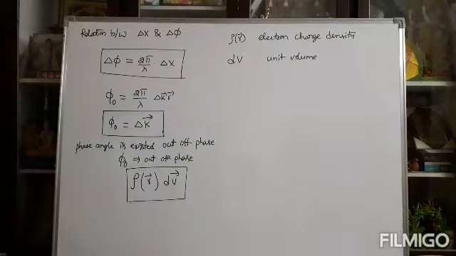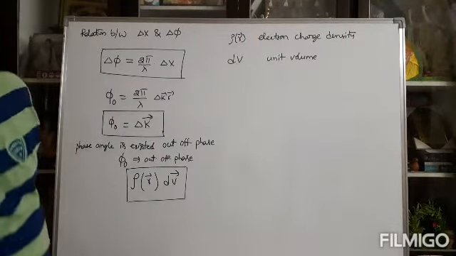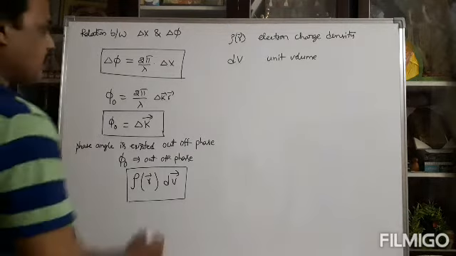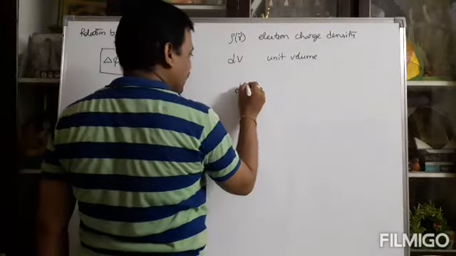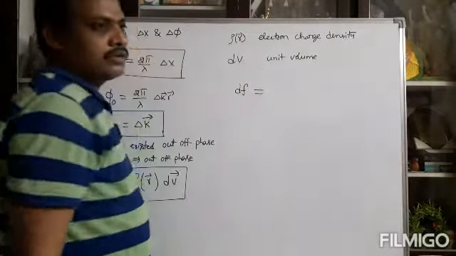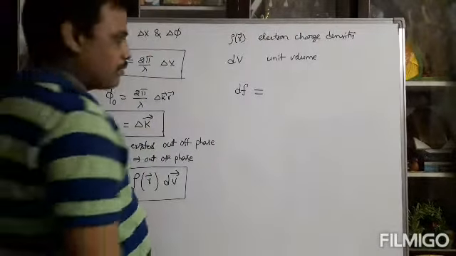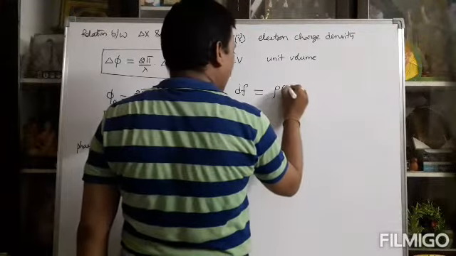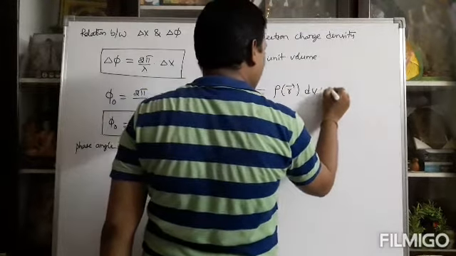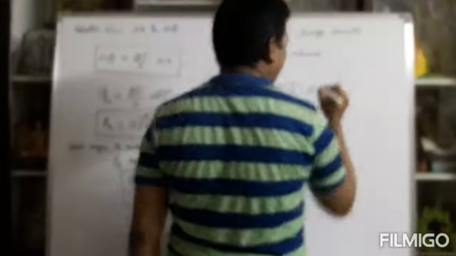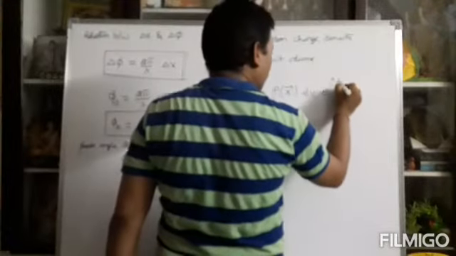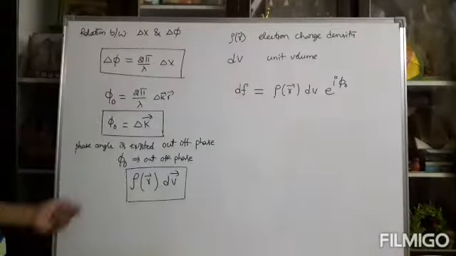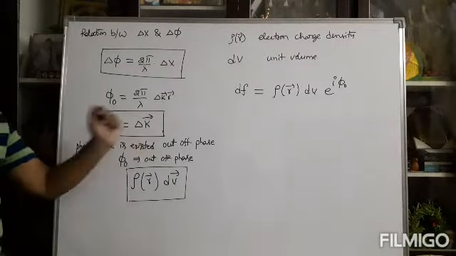So that is called rho of r bar into dV bar. Suppose this phase angle exists out of phase. The form factor value for a small volume can be represented as dF. The form factor value dF can be written as rho of r bar into dV into e power i into delta k, according to the phase angle.